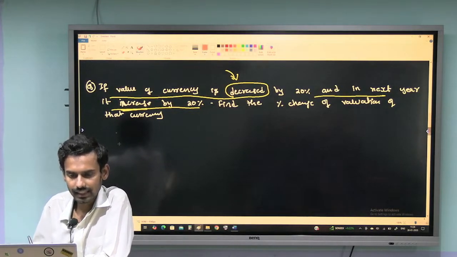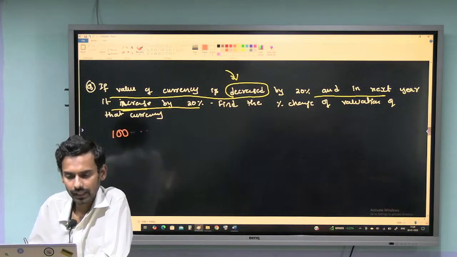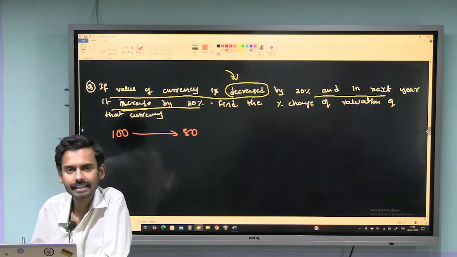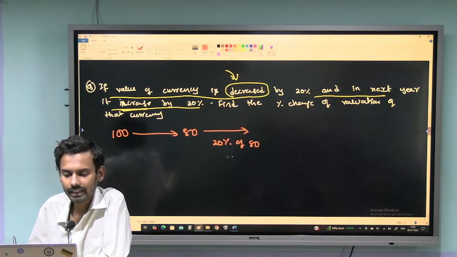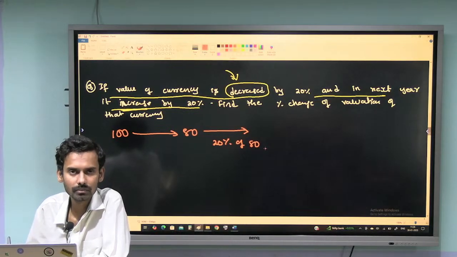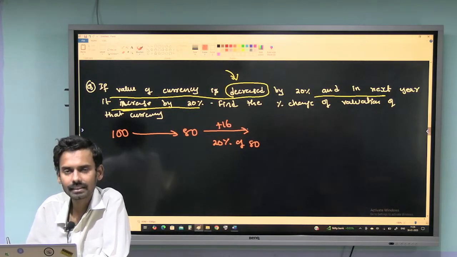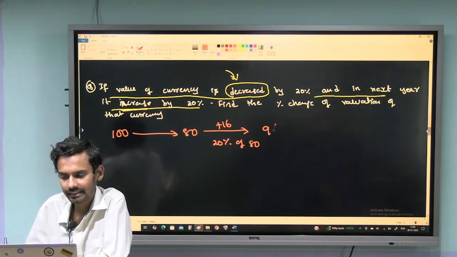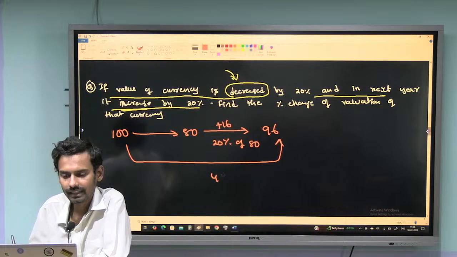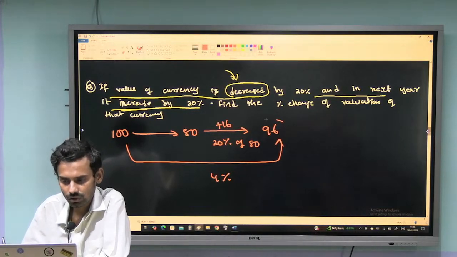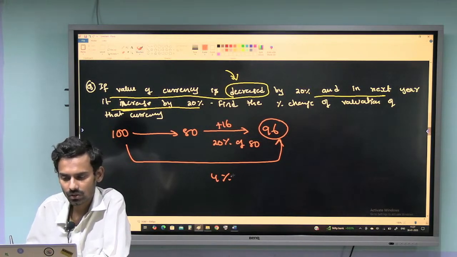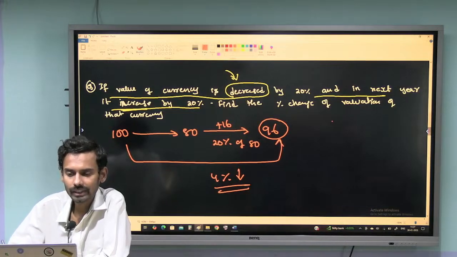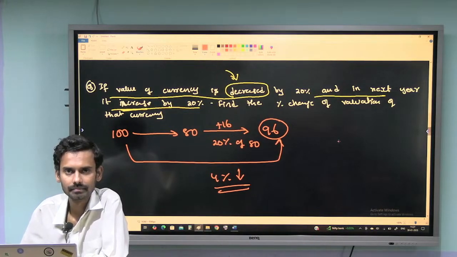So consider currency value is 100, decrease it by 20%, you will get 80. Again increase this by 20%, so 20% of 80: 10% of 80 is 8, so 20% will be 16, so you need to increase this by 16. 80 plus 16 will be 96, again the change is the same 4 and the answer will be 4%. As here also the final value is less than the initial value, I will be calling it a decrease. So whether you increase first and then decrease or decrease first and then increase, your answer will not change.